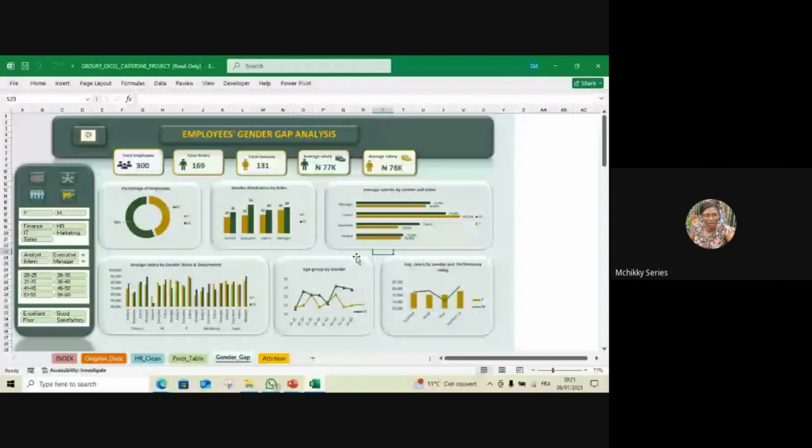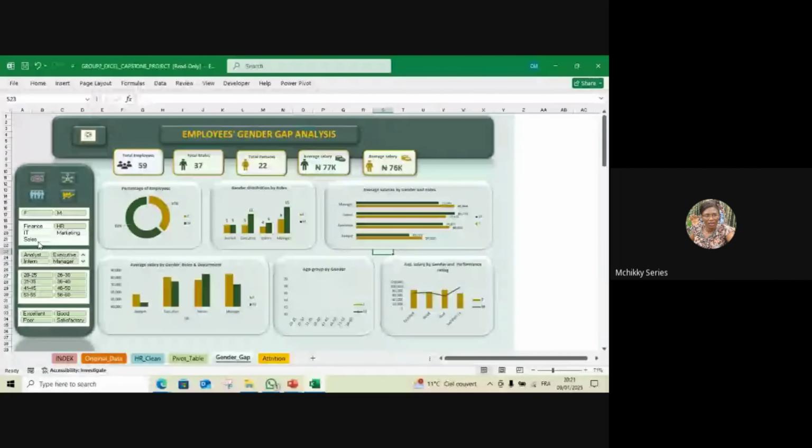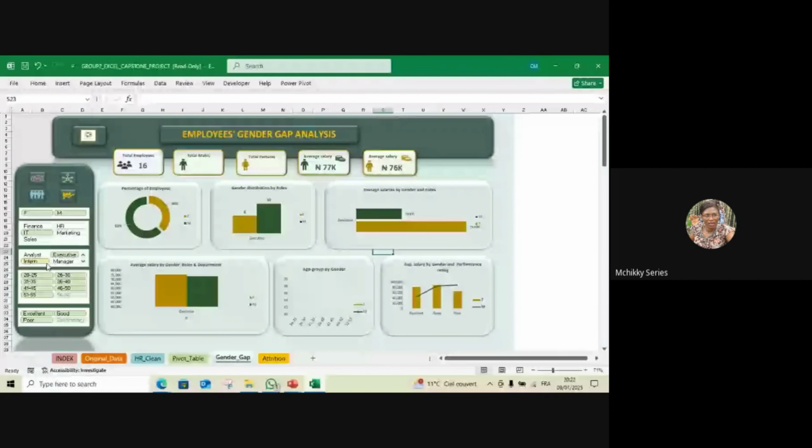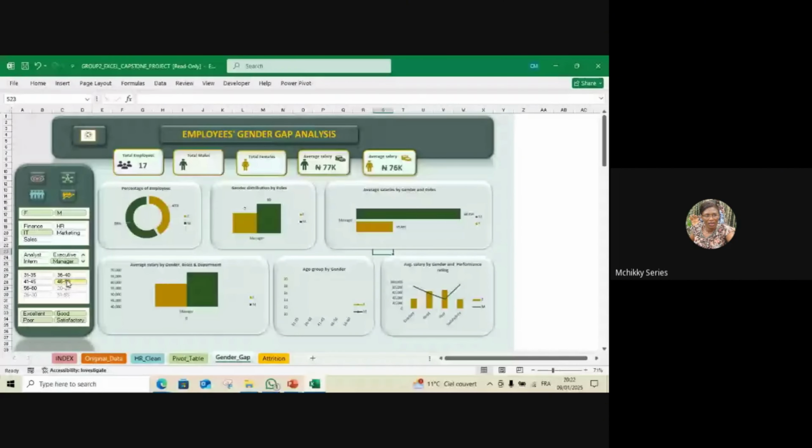We have our slicers here that you can manipulate to check for the departments, for HR. You can look at it and see, according to gender, how many people are in different roles, depending on the department. Here you have finance, IT. Then you can look at roles: executive, intern, manager. Then you can also look at different age groups to understand more.